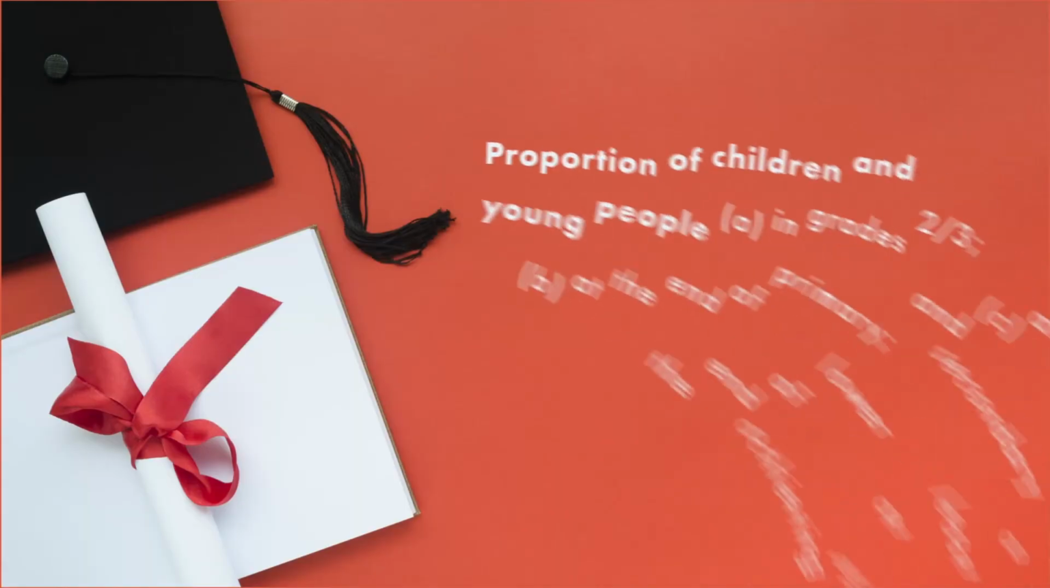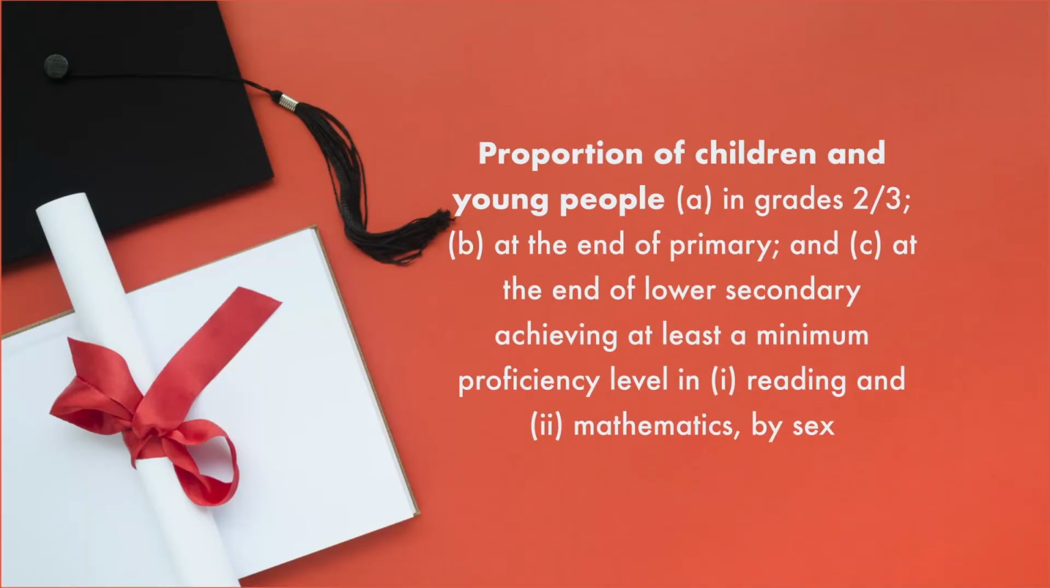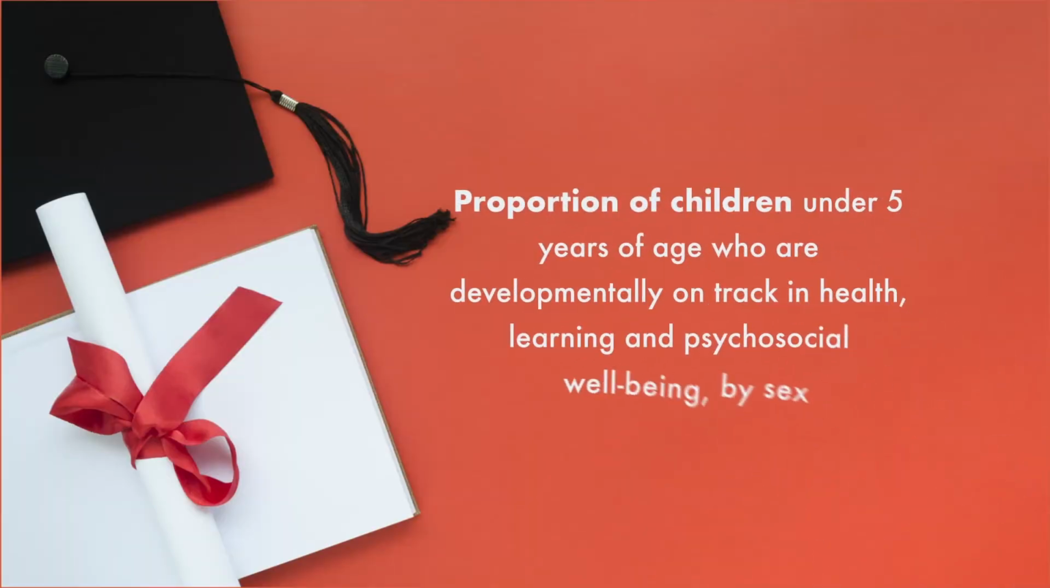The major indicators to check the progress of those targets under goal number 4 are proportion of children and young people in grade 2 or 3, at end of primary, at end of lower secondary, achieving at least a minimum proficiency level in reading and mathematics by sex. Completion rate at primary education, lower secondary education, upper secondary education. Proportion of children under 5 years of age who are developmentally on track in health, learning, and psychosocial well-being by different sex. Proportion of youth and adults with information communication technology skills by type of different skills.